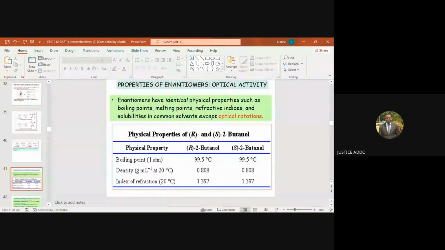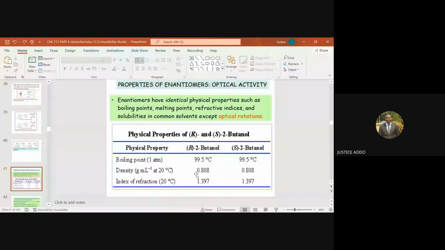Now look at the properties of enantiomers. I've already explained this one, so I wouldn't want to waste time here. They have identical physical properties such as boiling point, melting point, refractive indices, solubilities, density. They are all similar, except optical rotations. So if you take R-2-butanol and S-2-butanol, these are a pair of enantiomers. They only differ in terms of their rotation. This one is R and this one is S. Now look at their boiling point, 99.5 degrees, 99.5 degrees, the same.